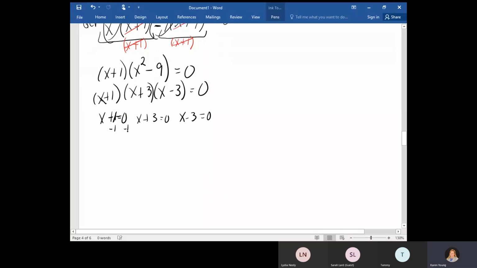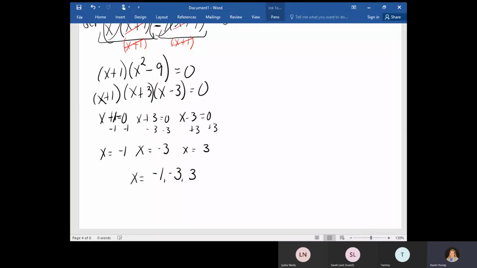And I'm going to subtract 1. So I get x equals -1. Subtract 3. Get x equals -3. Add 3. I get x equals +3. So then my values of x are -1, -3, and 3.